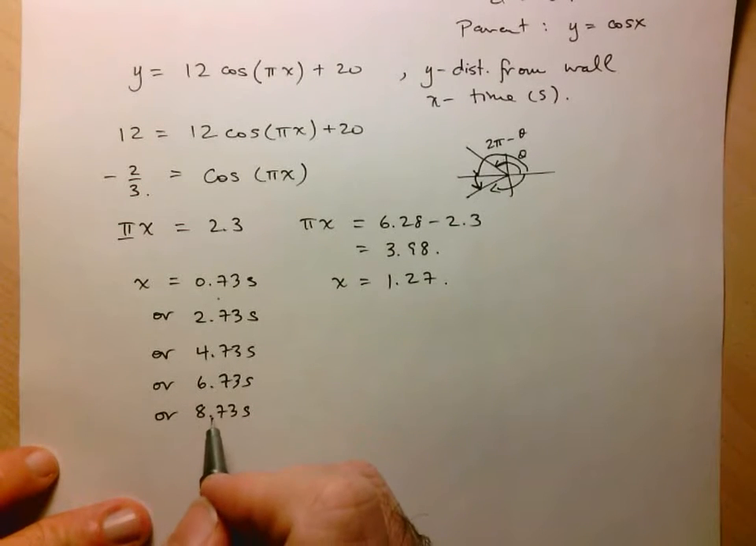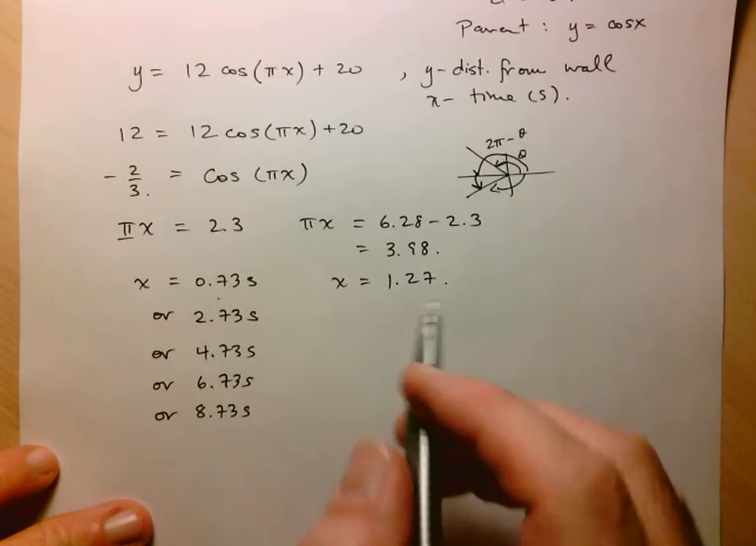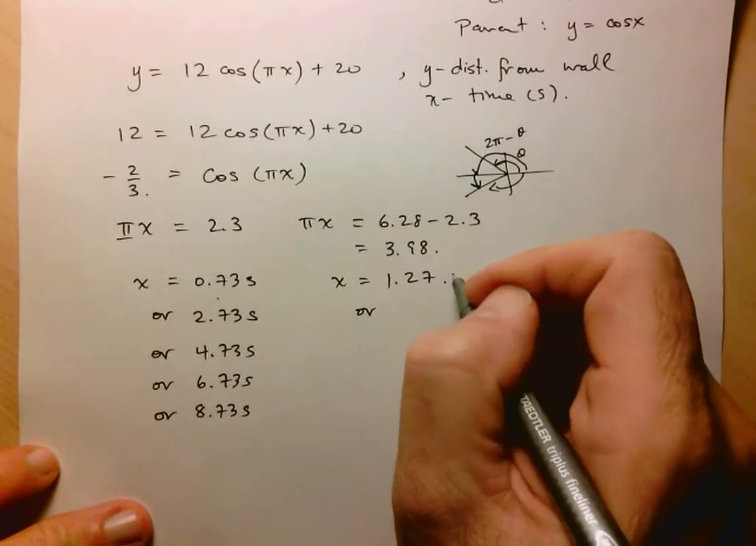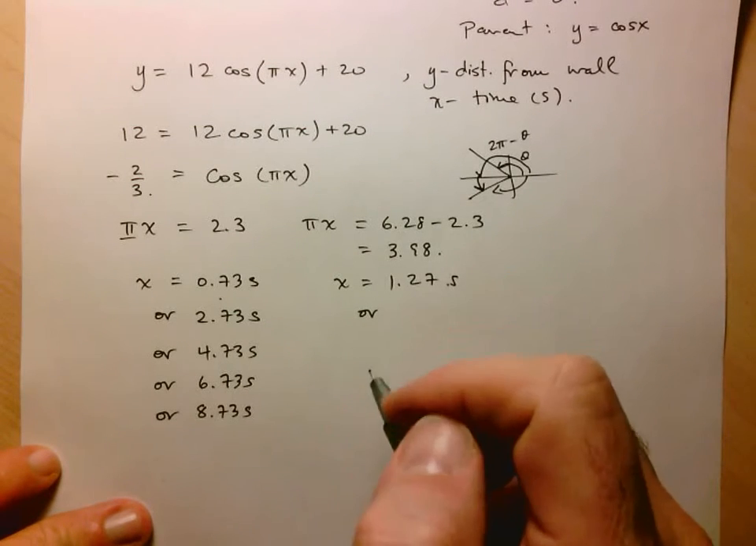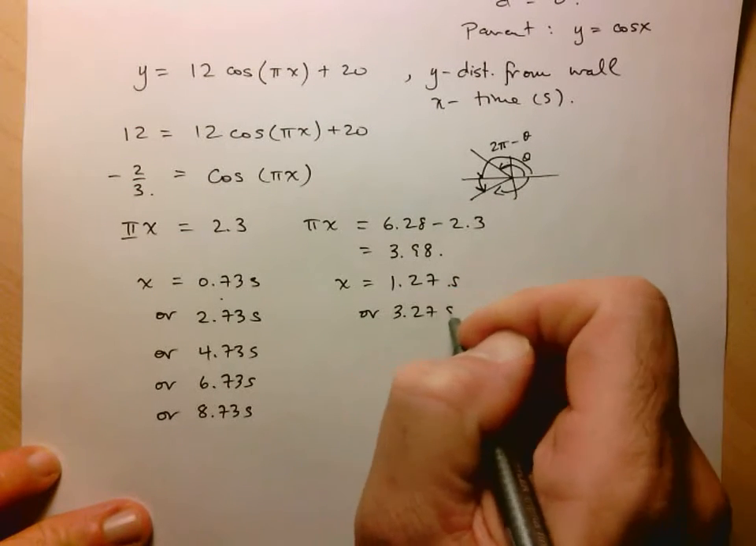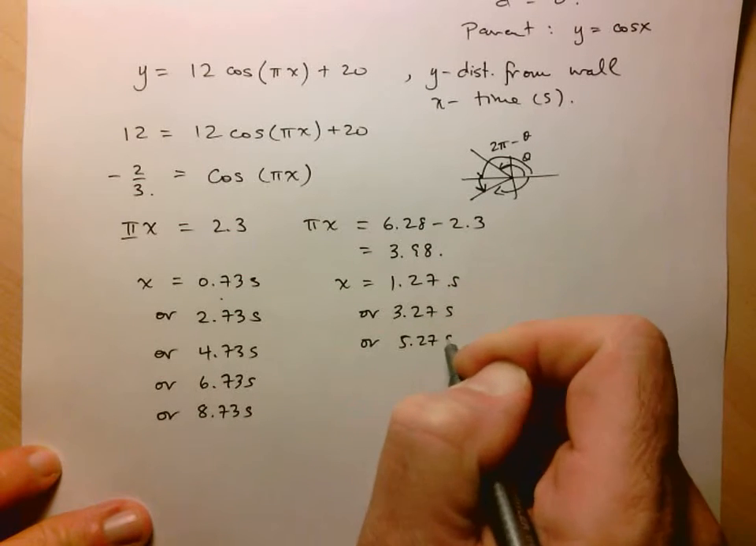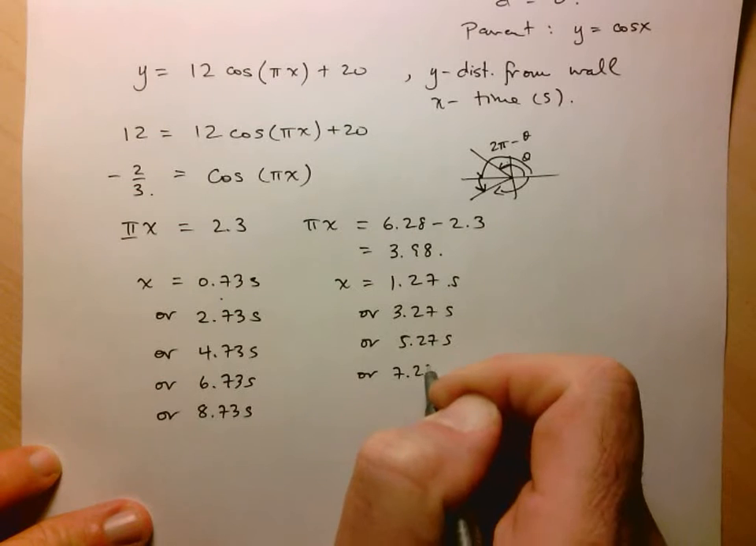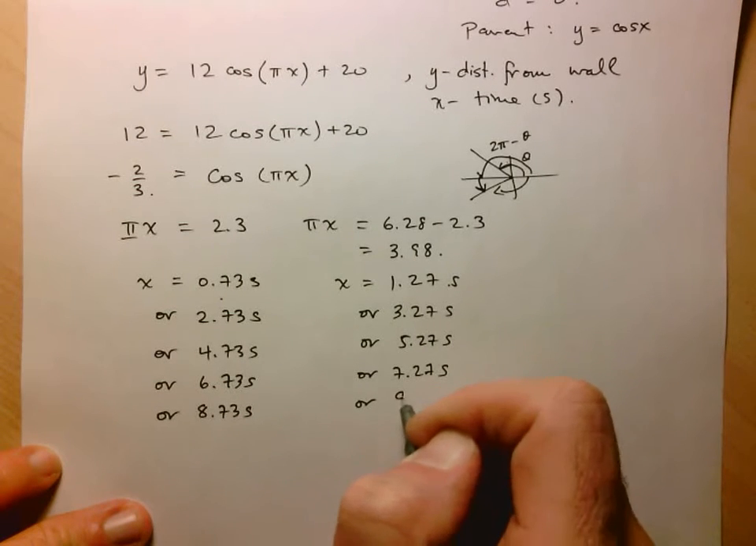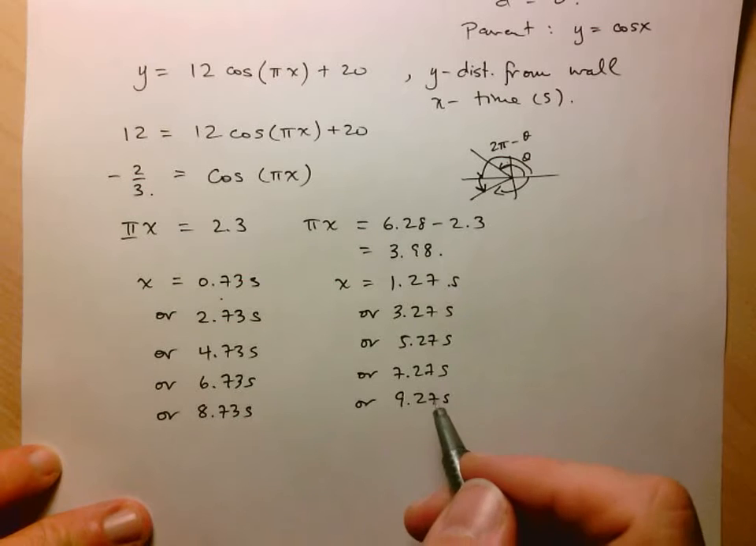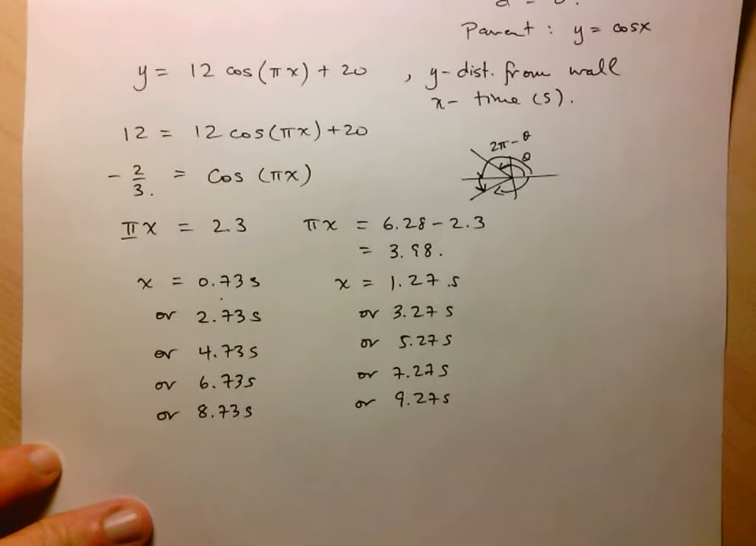But if I add another period, another 2 seconds, I would be at 10.73 and I would be beyond the domain of values that I'm interested in. So that's as far as I can go on this side, and I can do the same thing with the other answer. At 1.27 seconds, but it repeats every 2 seconds, so at 3.27 seconds, 5.27 seconds, 7.27 seconds, and 9.27 seconds. If I add another period, I will have gone beyond the domain of values that I'm interested in.